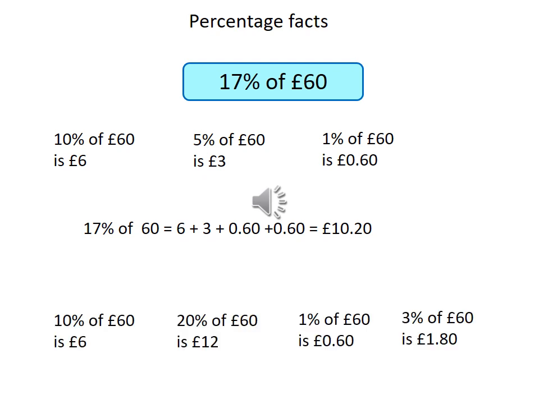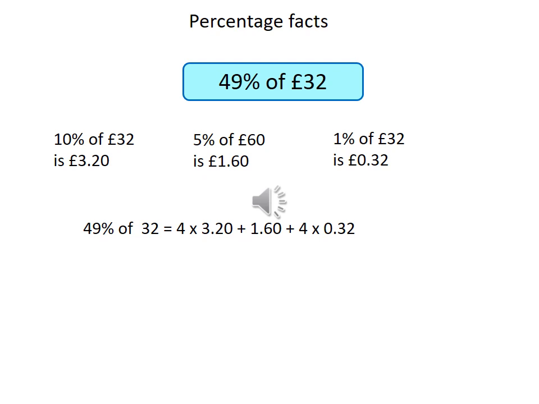This isn't the only way of finding your 17% though. You could do 20% and then take off 3%. So you can see here that I've started again with the 10%, doubled that to get the 20%, found 1% and then 3 lots of 1%, so I can do 20% take away 3%.